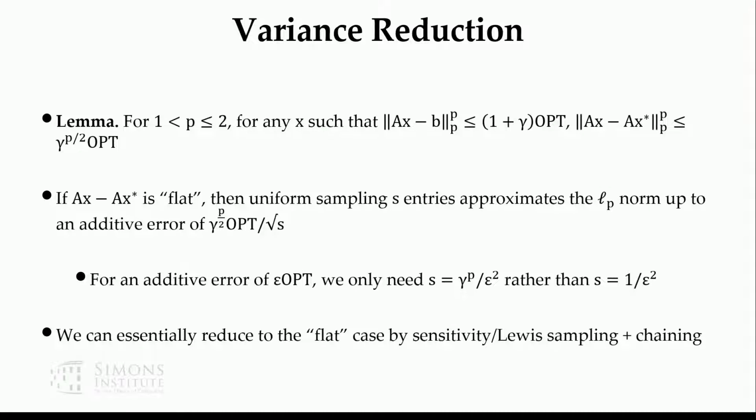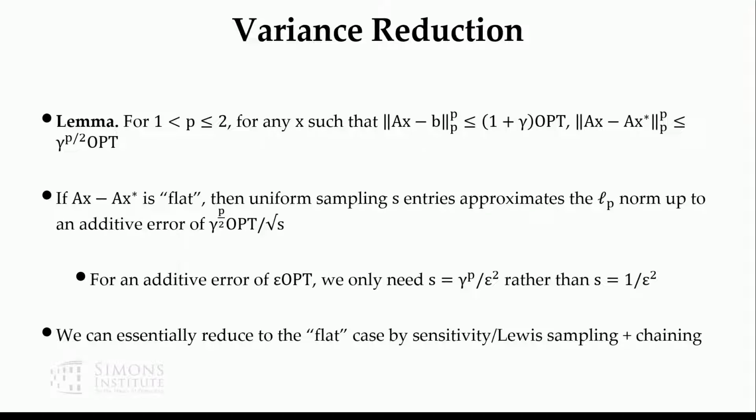Now, suppose I wanted to uniformly sample entries to approximate the P norm. How many entries do I need to approximate the P norm of AX if I had AX star? Well, if AX star were equal to AX, I wouldn't have to sample anything. But if all the entries are very close to each other, then by uniformly sampling S entries, the additive error that I get is gamma to the P over 2 opt over root S. So it depends on how close these are to each other. Intuitively, I don't need many samples if all the entries are very close to each other.